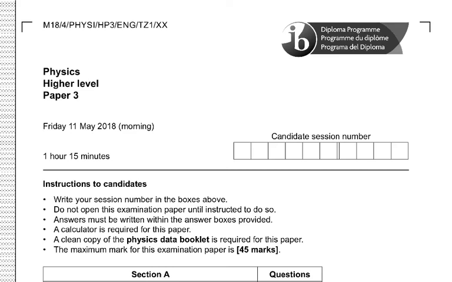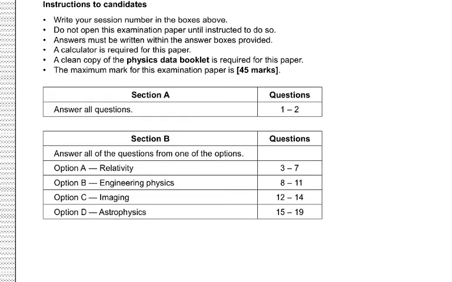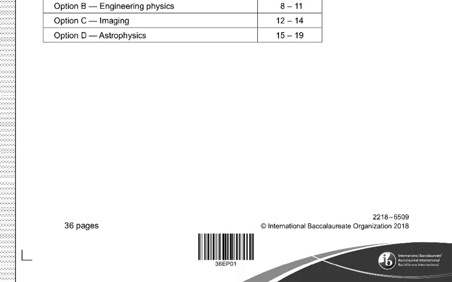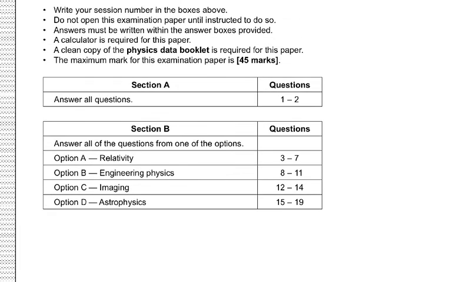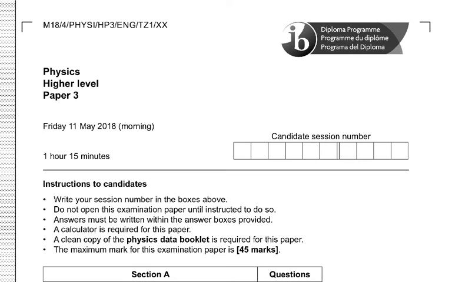Okay, so here we have the May 2018 paper 3 for time zone 1. And again, we're focusing on part A, section A. Section B is the optional topics, which of course we're doing astrophysics. We'll get back to that. But let's proceed to section A.